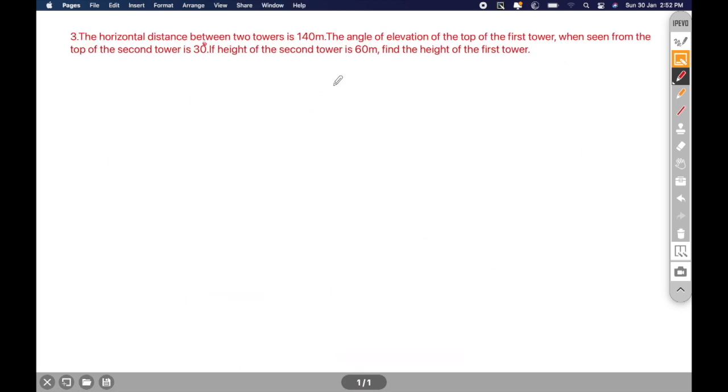The next question is the horizontal distance between two towers is 140 meter. The angle of elevation of the top of the first tower when seen from the top of the second tower is 30 degree. If the height of the second tower is 60 meter, find the height of the first tower. So we have two towers at a distance of 140 meter. So this is the horizontal plane and we have two towers perpendicular to the plane always. Now one longer than the other.